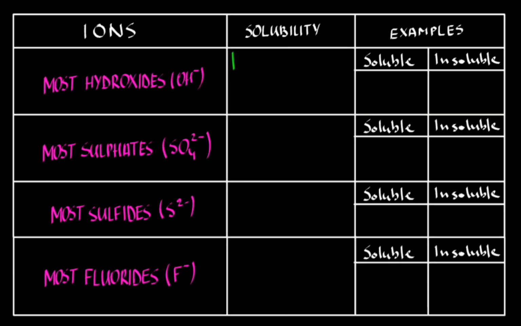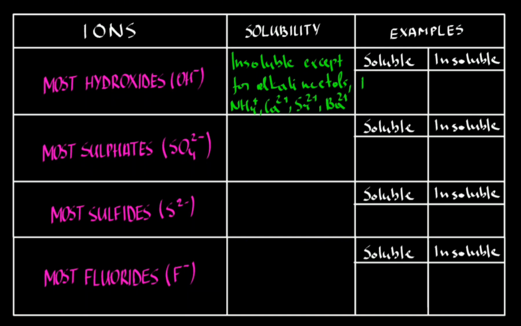Most hydroxides are insoluble except those of alkali metals, ammonium, calcium, strontium, and barium. So for soluble examples, let's take sodium hydroxide and barium hydroxide. For insoluble examples, we have iron(III) hydroxide and copper(II) hydroxide.